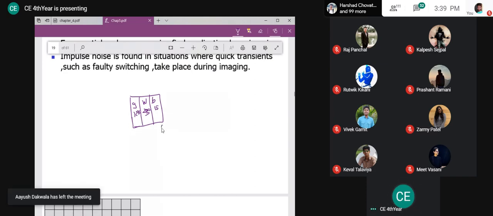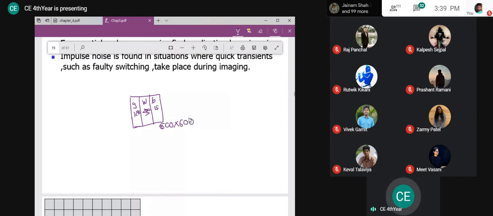Let's take this as 230, and let's take this as 128. Consider this as a 600 cross 600 image. I want to synthesize this. That means this is 200 and this is 400.